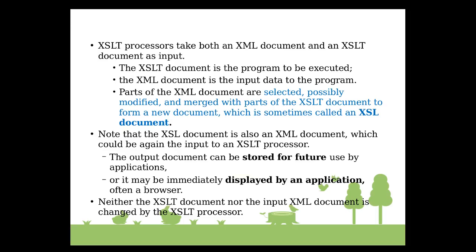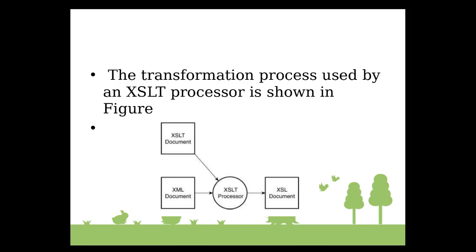This XSL document is also an XML document, which can again be given as input to the XSLT processor. This output document can be stored for future use by applications, or it can be immediately displayed by applications such as a browser. Neither the XSLT document nor the XML document is changed by the XSLT processor. It creates a new output document called the XSL document. This is the schematic diagram which describes this process.